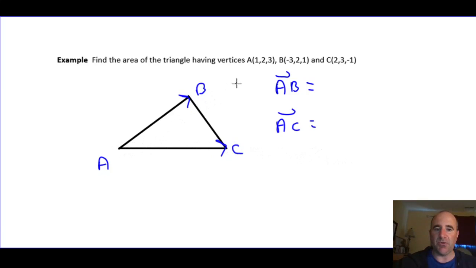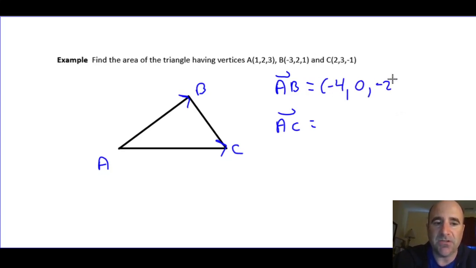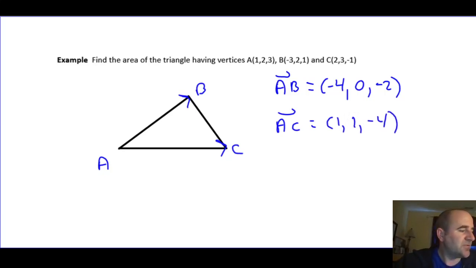So remember, when you're doing point-to-point vectors, you subtract. So AB is -3 minus 1, which is -4, and 2 minus 2 is 0, and 1 minus 3 is -2. So there's the vector that represents AB. The vector that goes from A to C, 2 minus 1 is 1, 3 minus 2 is 1, and -1 minus 3 is -4. So those are the 2 vectors that I'm going to use here.